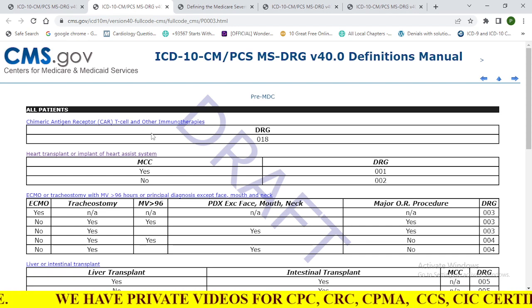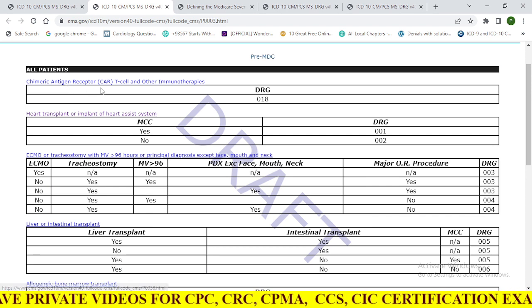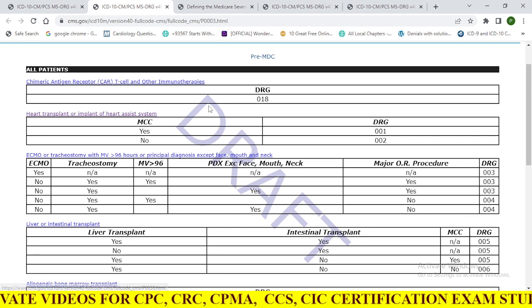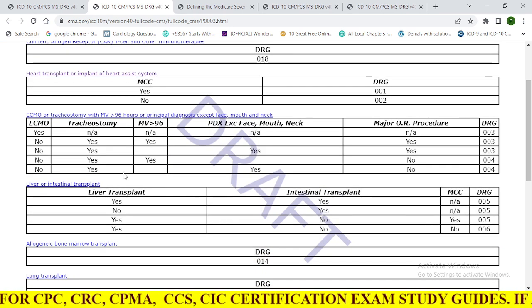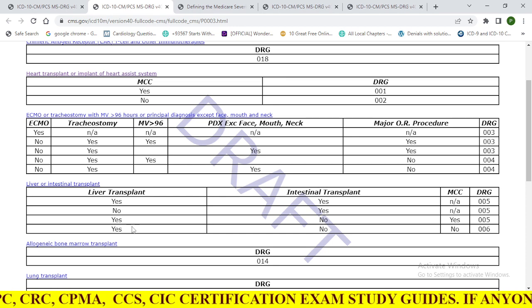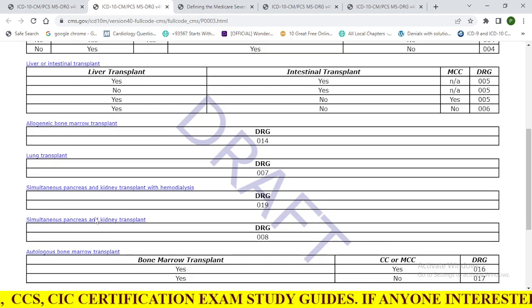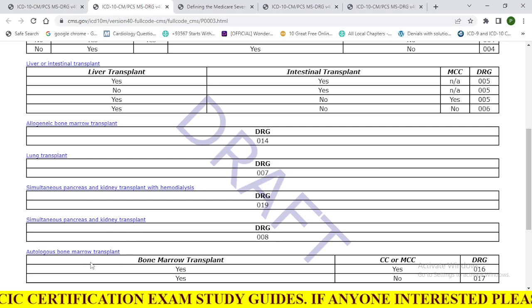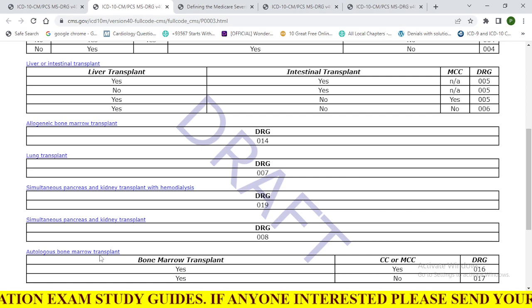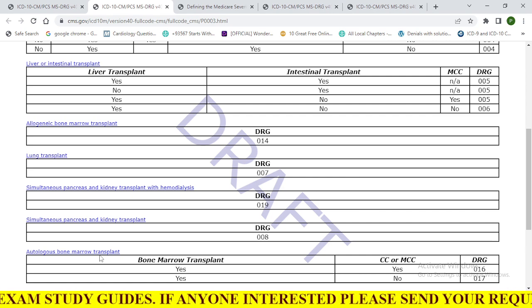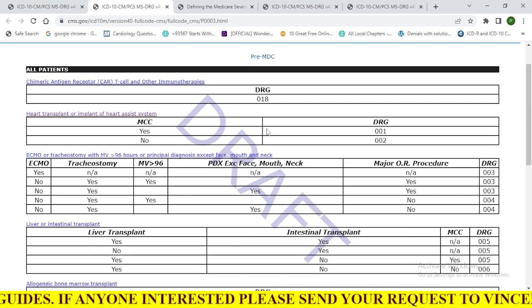Here all the transplants are included. You see here CAR T-cell and other immunotherapies, heart transplant and tracheostomy with a liver or intestinal transplant, allogeneic bone marrow transplant, lung transplants, pancreas and kidney transplant, autologous bone marrow transplants. So pre-MDCs are for transplants. For these conditions we need to use DRG 18.